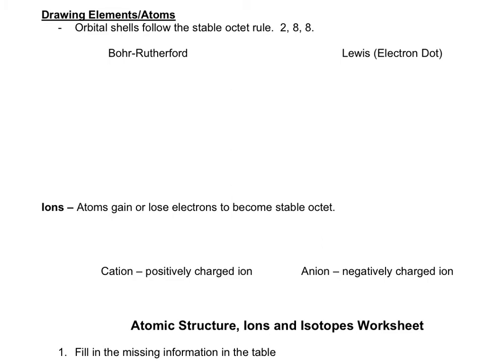For example, let's look at sodium. Its atomic number is 11 and it has a mass number of 22.99. Let's round that to 23. In order to do a Bohr diagram, we show how many protons are in the nucleus, that's given to us by the atomic number, and how many neutrons are in the nucleus. That is the mass number minus the atomic number.